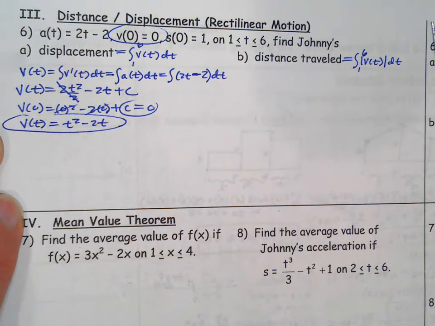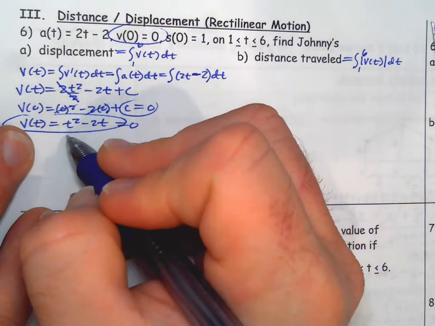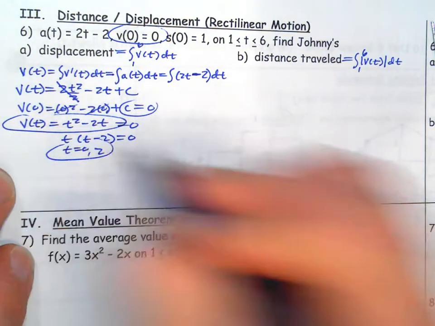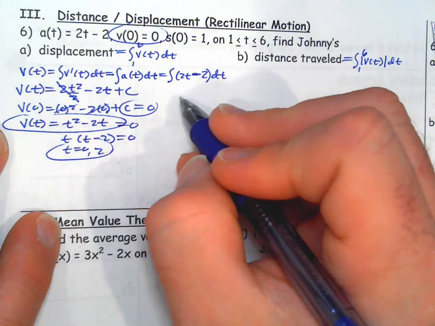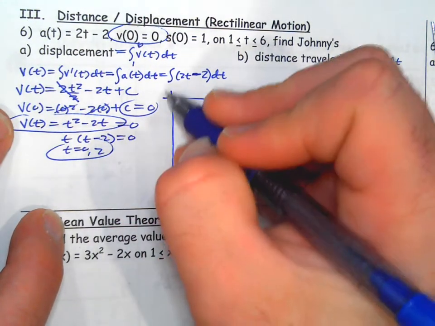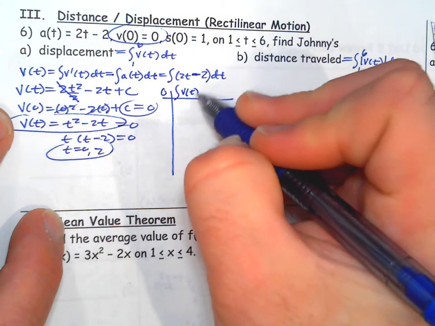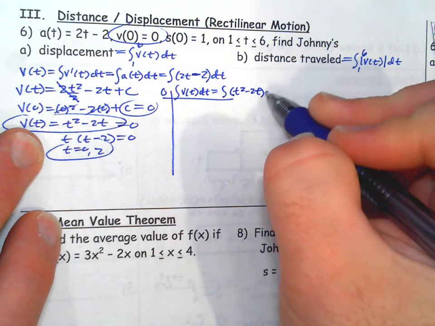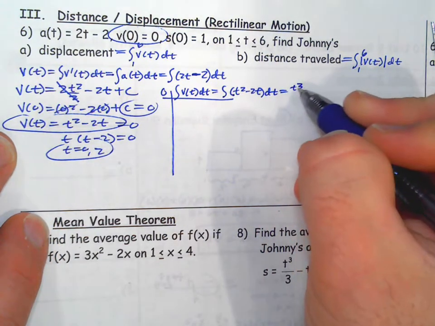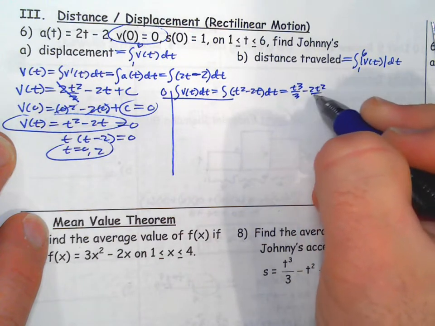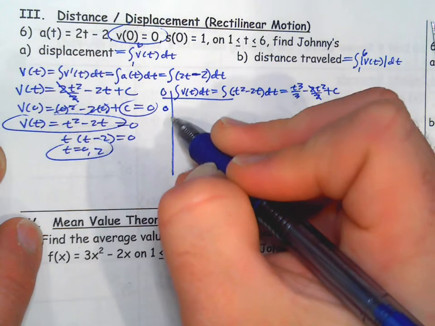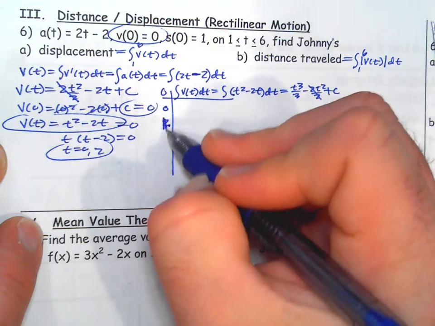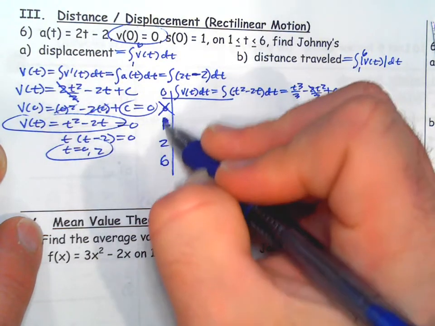So I think we should do a table. Well, one, we got to figure out where this equals 0. Got to find the zeros. Okay. We could do a table and find both of these answers in the table very nicely. So 0, integral of velocity, integral of t squared minus 2t. It's going to be t cubed over 3 minus 2t squared over 2 plus c. We're going to plug in 0, 2, actually, we're going from 1 to 6. So 0, 1, 2, 6. We don't need the 0 one because it's outside the limits.